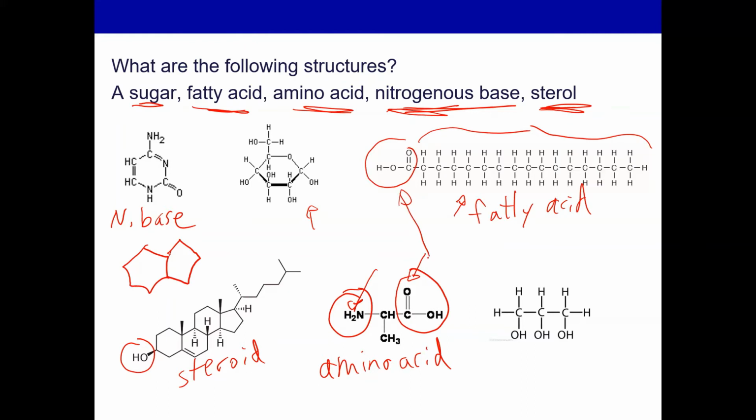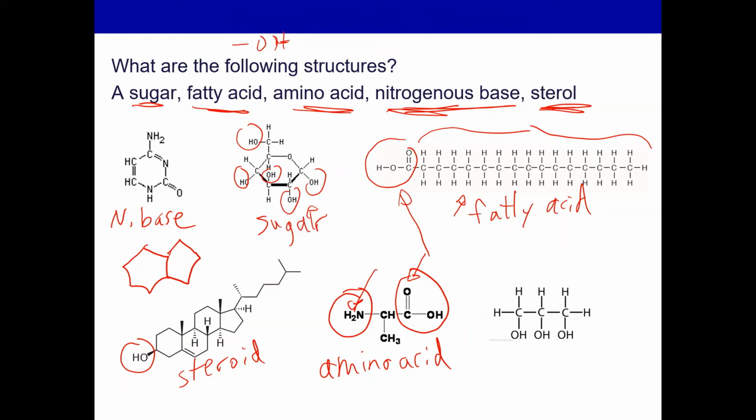All right, so carbohydrate, sugars. Remember, sugars have lots of OHs. Usually there's almost 1 OH per carbon. Sometimes 1 or 2 less, but if you take a look at this one here, we've got OH, OH, OH, OH. So that's a pretty good indicator that that is a sugar or a carbohydrate.